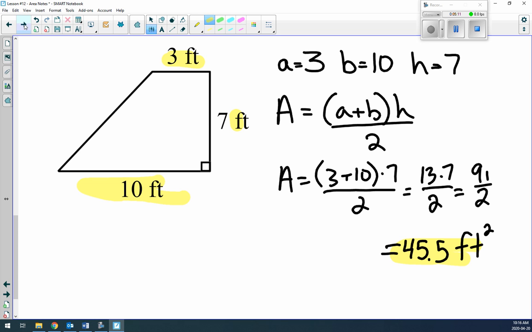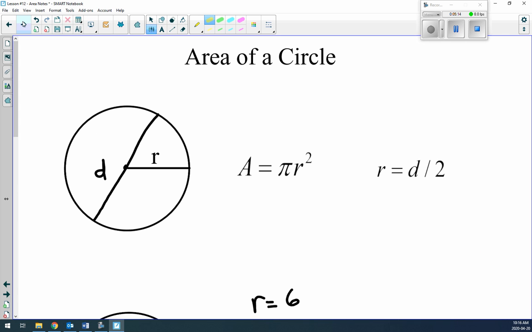Let's talk about circles on page 6 here. Now, with a circle, all you got to know is area equals pi r squared. And pi, you can either use it as 3.14, or a lot of people when they're doing this will just use the pi button on their calculator. Most calculators have it.